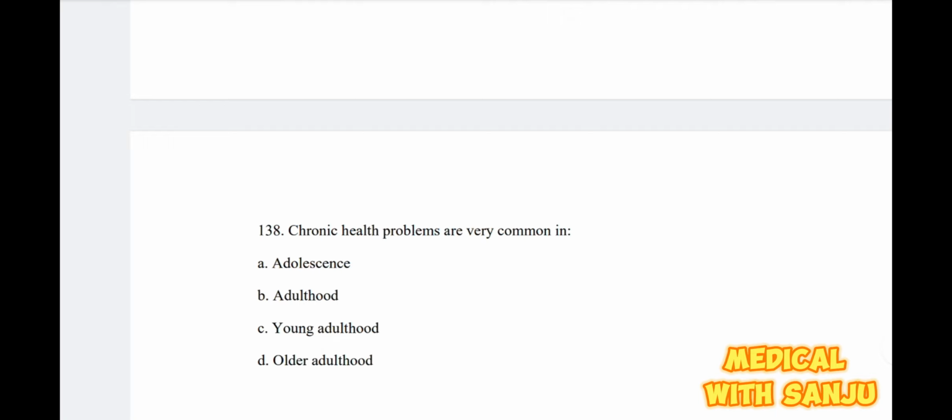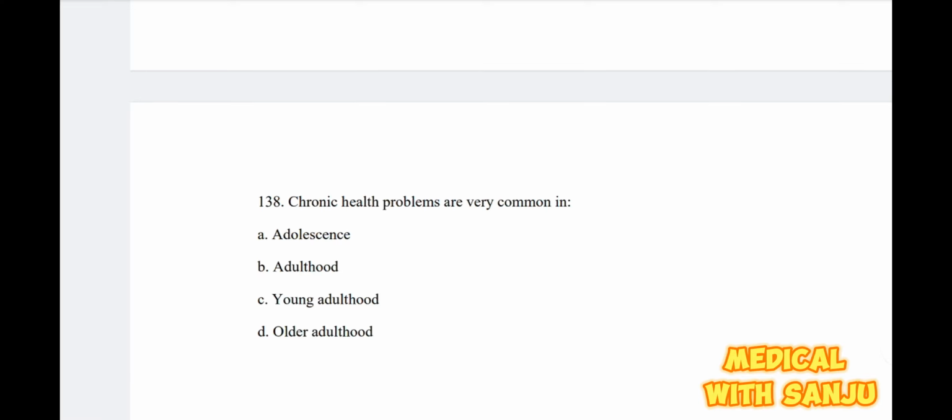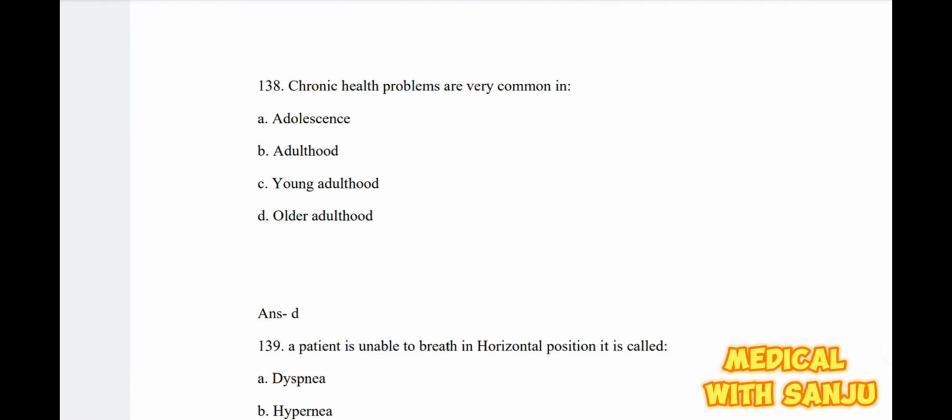Question number 138. Chronic health problems are very common in option A adolescence, option B adulthood, option C young adulthood, and option D older adulthood. Chronic health problems are very common in the age group of older adulthood. Option D is right answer.